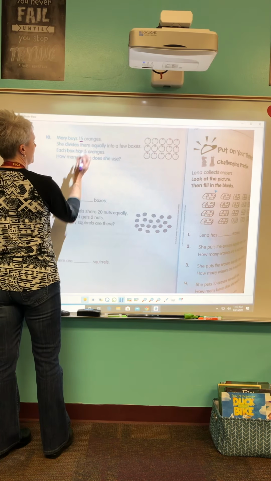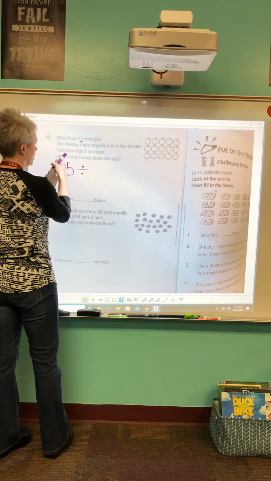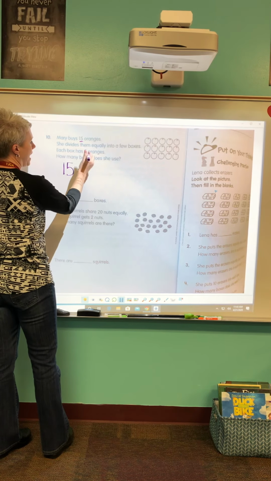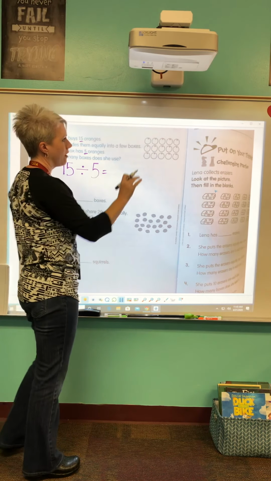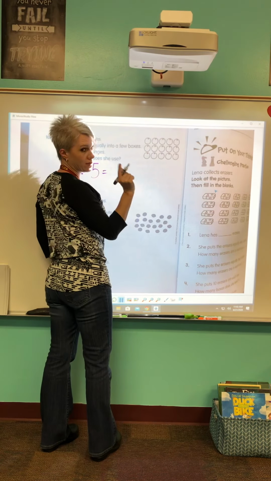Mary buys 15. That's our whole number. That's what we start with. She's gonna put them into boxes. Each box has 5 oranges, okay? So we're gonna count off by 5s to see how many boxes we need. So each box gets 5.